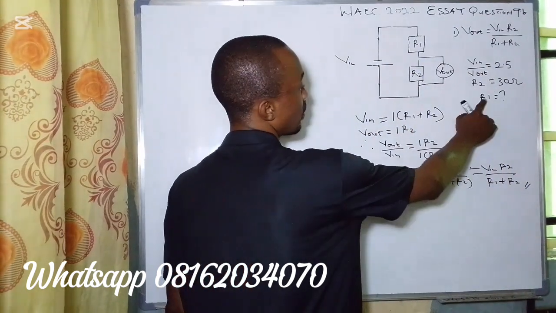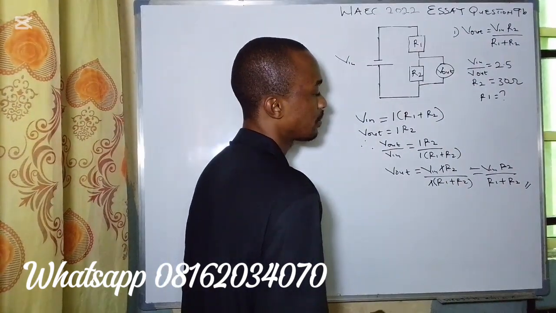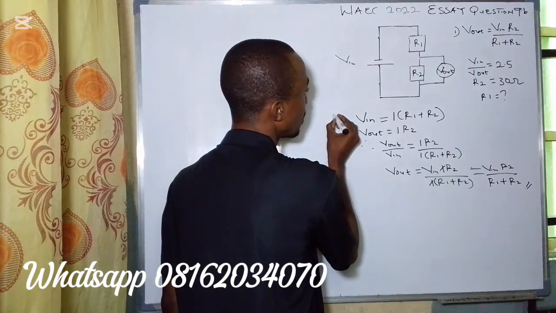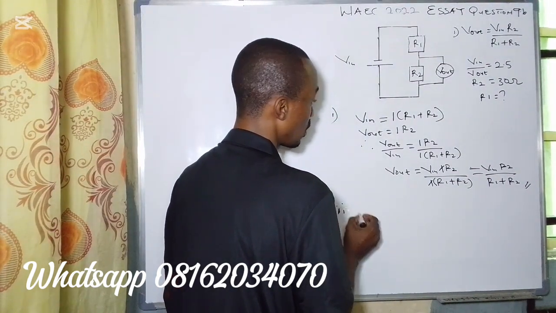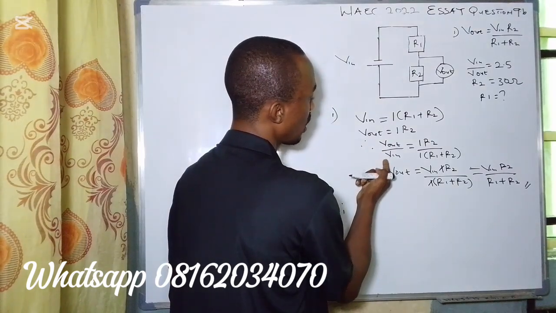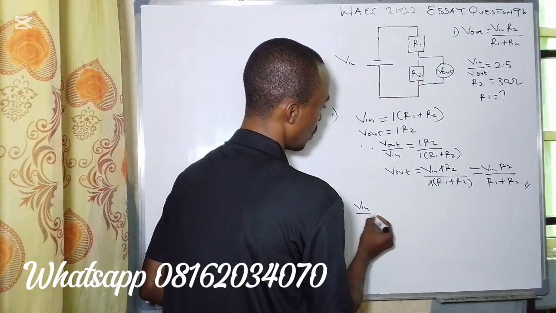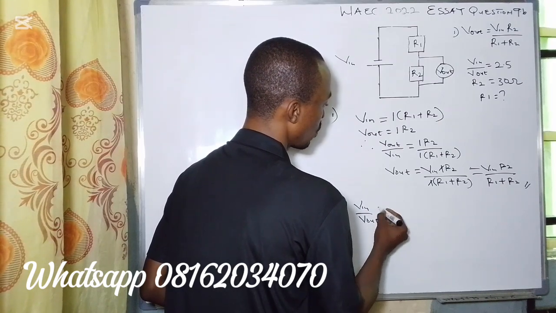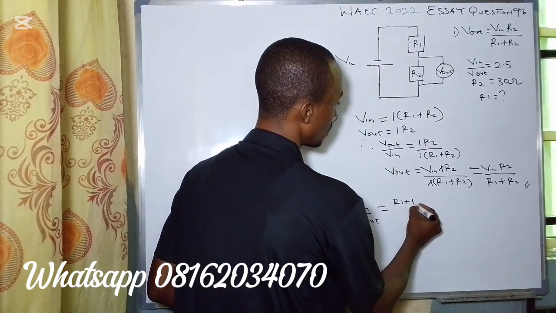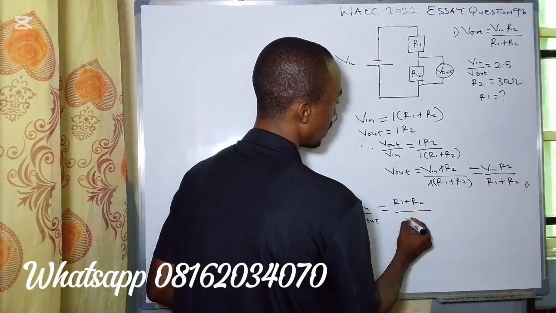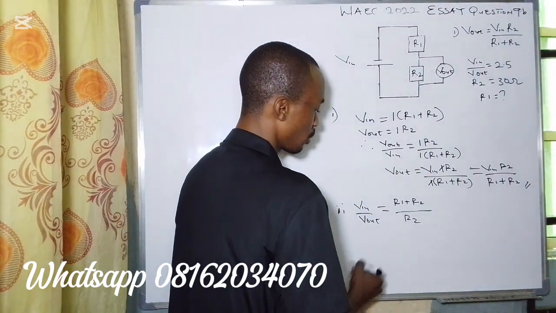The next thing is to find the value of R1. They gave us V in over V out to be equal to 2.5. How do we find the value of R1? V in over V out is just the inverse of this. So V in over V out will be equal to R1 plus R2 over R2. I did not bother including the I, which is the current. So I'll just substitute.